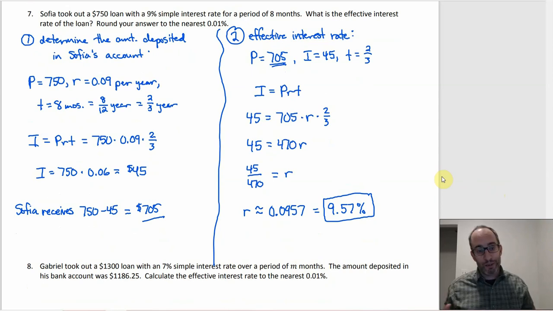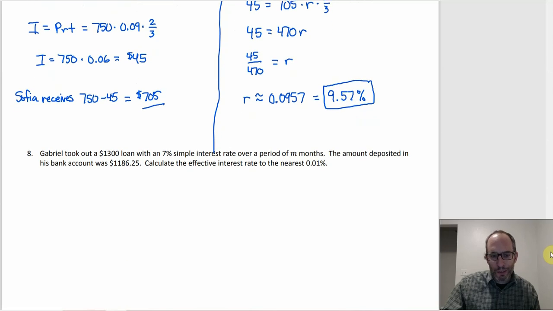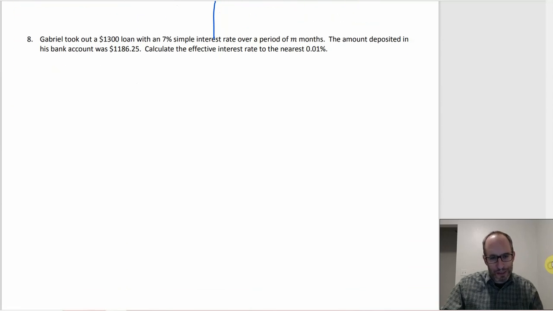But we're still going to have that initial big first step where we've got a missing piece before we can figure out the effective interest rate. So we've got to go get the missing piece. And in number 7, the missing piece was how much money was actually deposited in Sophia's account. Right, we got to get that first, and then we can sub it in to get the effective interest rate. Number 8, it's the time frame. We got to get that first. So a little bit different, but still pretty similar.